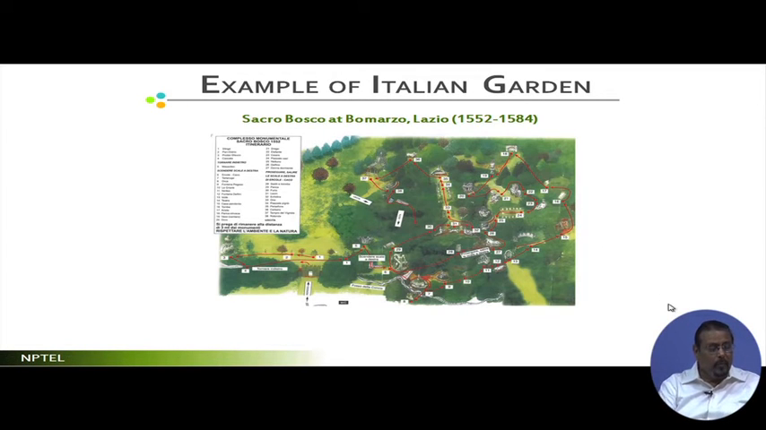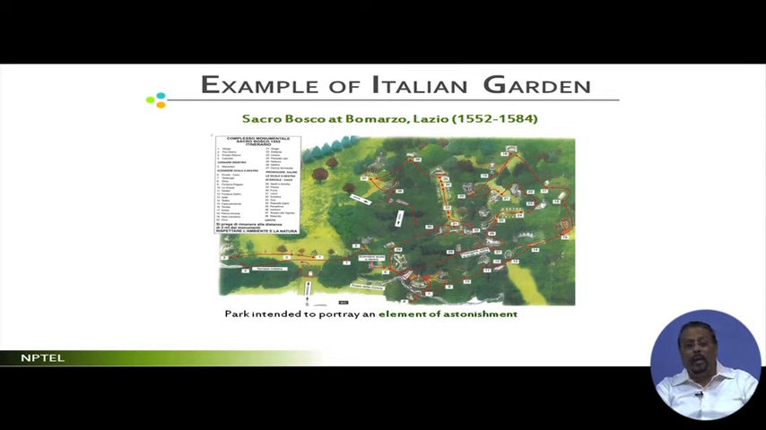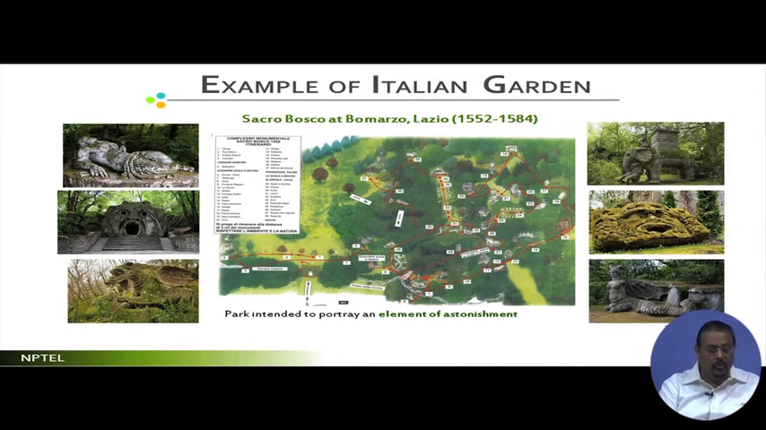Quickly going through Sacro Bosco at Bomarzo, Lazio. This is another example that we have picked up for a reason. This is a landscape in which they did not intend any very specific plan. So all those geometry, formality, the orderly, the harmony that I talked about in the Italian landscape style is absent here. It's not there. They have placed things at different places wherever they could. I'll just give some examples. What they have done is they have introduced different kinds of sculptures. The sculptures are not harmonious.